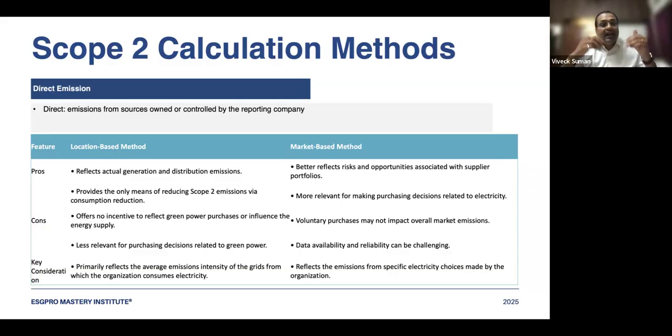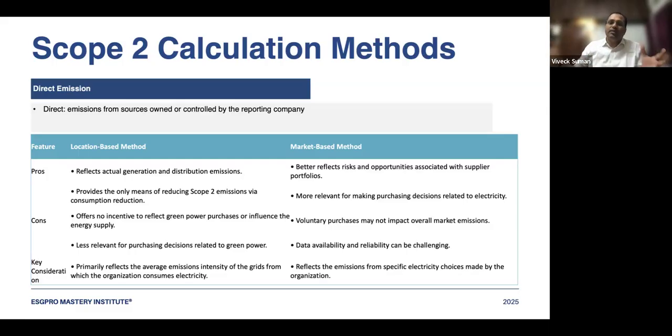Are you with me? The disadvantage location-based carries is that it offers no incentive to reflect the green power purchase. अगर आपके पास ग्रीन पावर परचेज का अवेलेबिलिटी है, जो काफी लोकेलिटी में, specifically चेन्नई में बहुत है, बहुत सारे आपको सोलर पावर फार्म मिल जाएंगे, वो are ready to do a tie up with you and will give you the supply, right? In that case, location based will not work. Why? Because you are not going to get benefit of that particular supply chain. That will be only happening in market based.